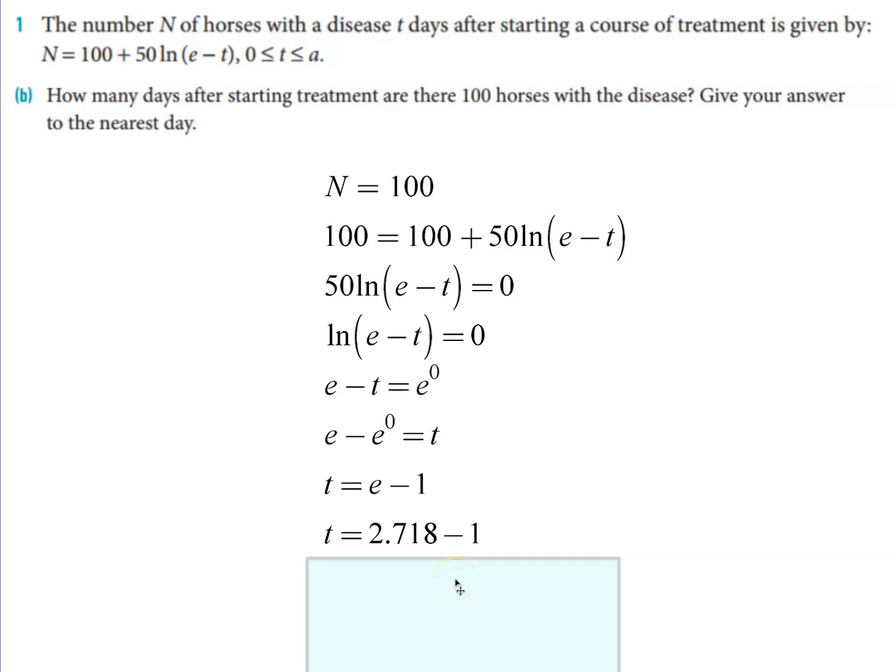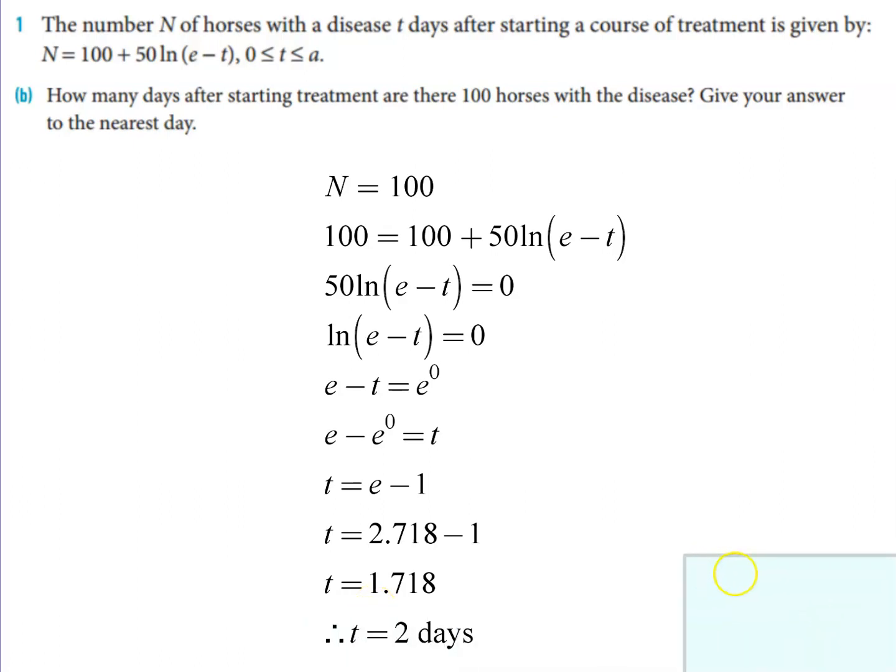Okay, well, e is 2.718281828. So that gives us t is 1.7. So to the nearest day, it took 2 days to get down to 100 horses. Okay, on to part C.